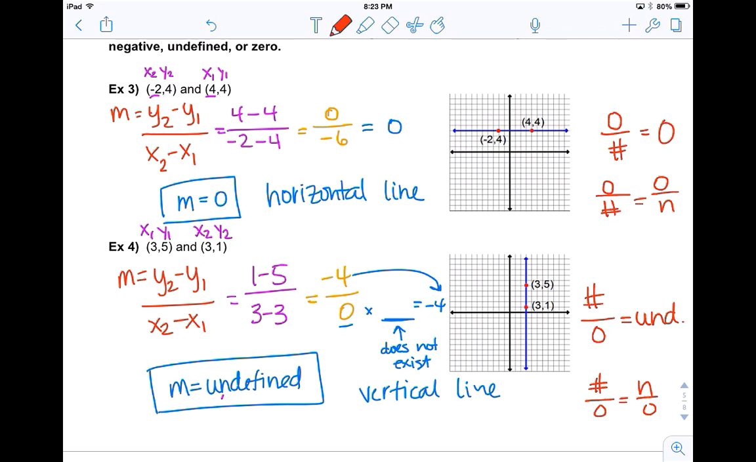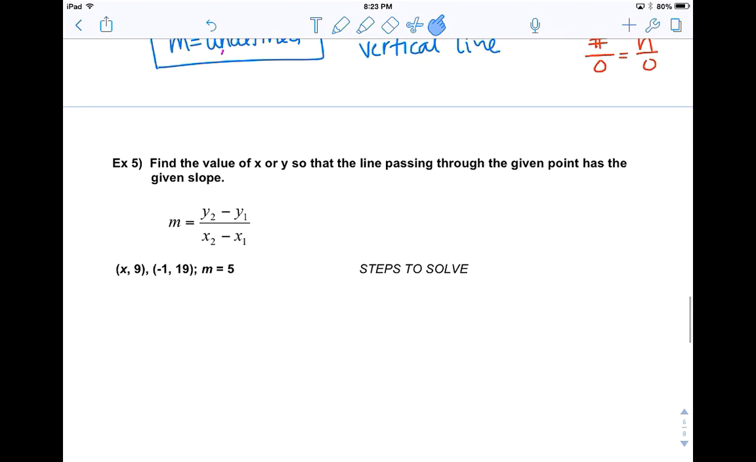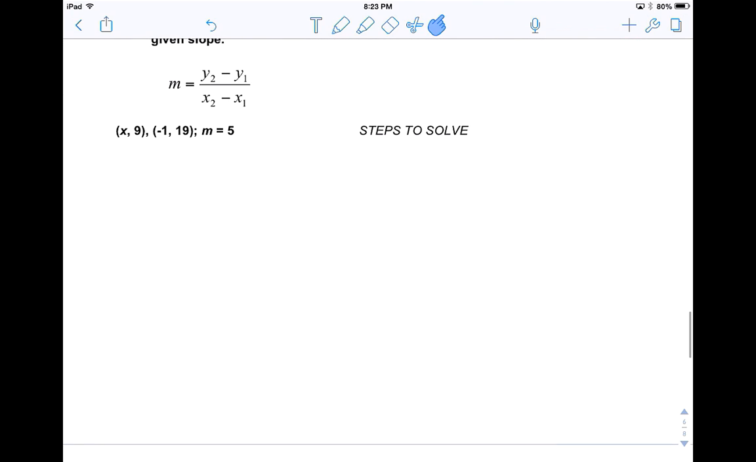Again, that gives us undefined slope or 0 slope, depending on where that 0 is placed. Okay, so 4 kinds of slope: positive, negative, 0, or undefined. That will be on the quiz that you'll have coming up soon. So just start recognizing what those graphs look like. All right, let's move on.